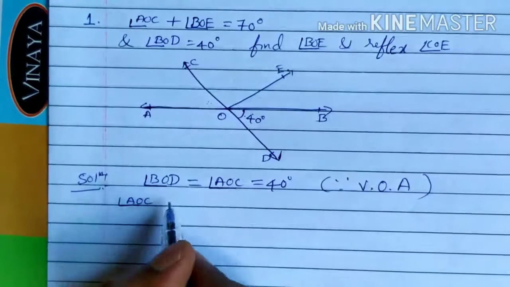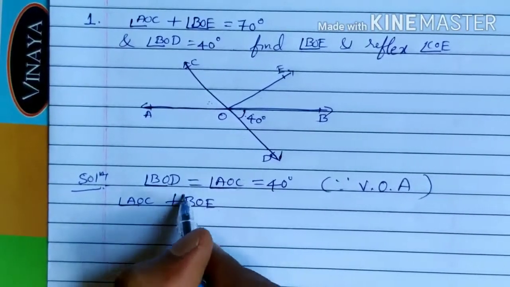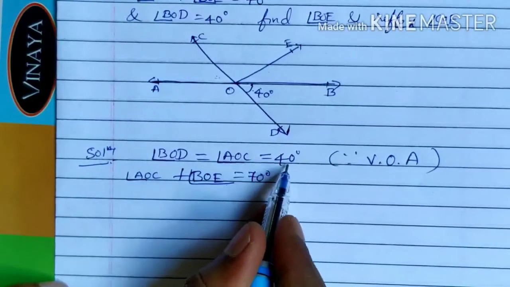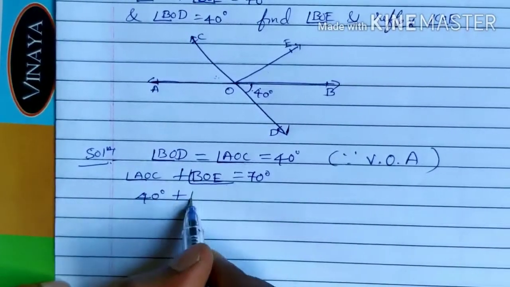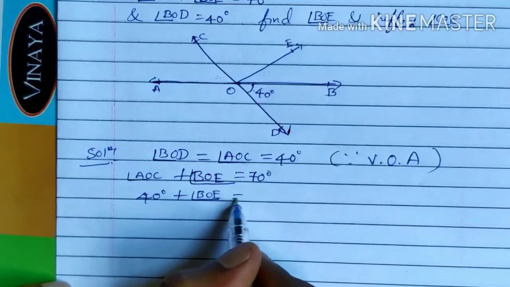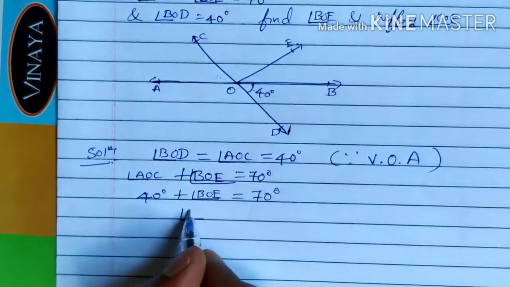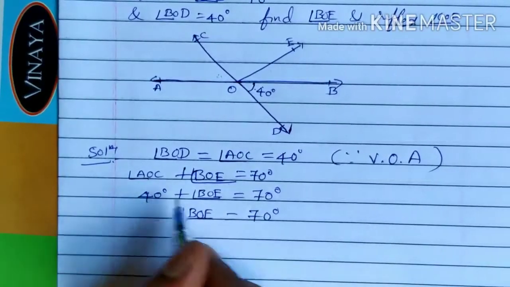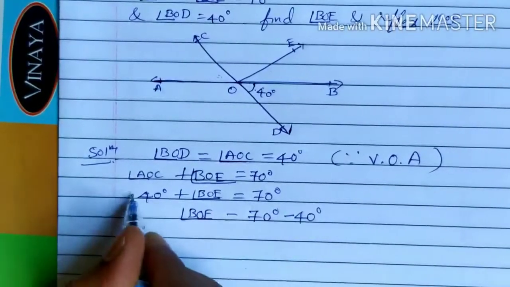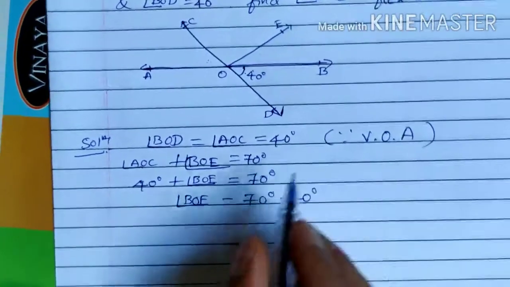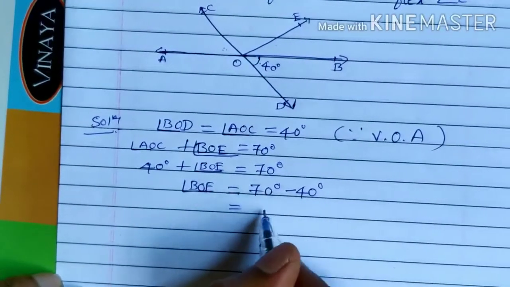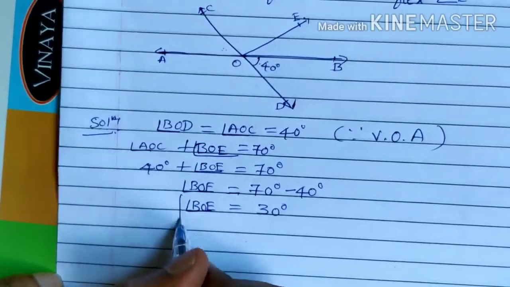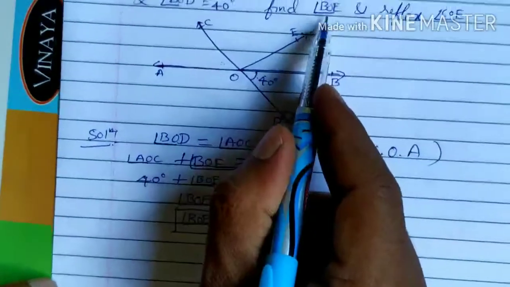And now, AOC plus BOE is equal to 70 degrees, and AOC, we have found, is 40 degrees, plus angle BOE is equal to 70 degrees. So therefore angle BOE is equal to 70 minus 40, because the plus becomes minus. That is 30 degrees. Angle BOE is equal to 30 degrees. So that was the question.